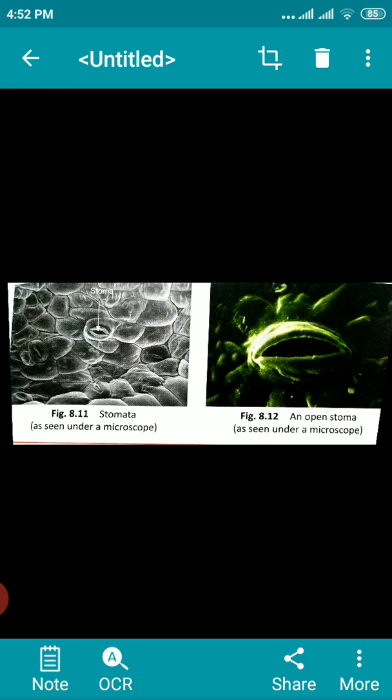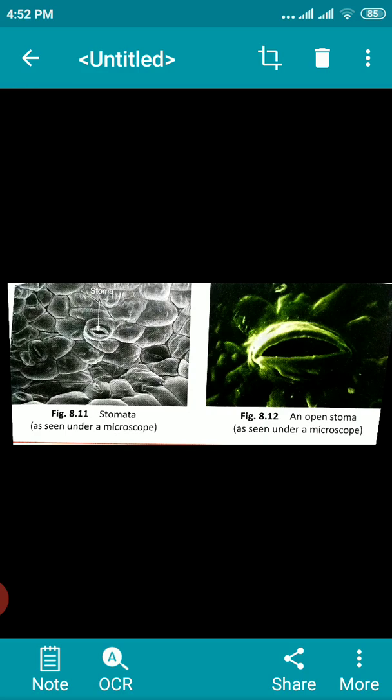Now another function: the stomata also help in getting rid of extra water in the form of water vapor. That is called transpiration. So the process of removing extra water in the form of water vapor is called transpiration.